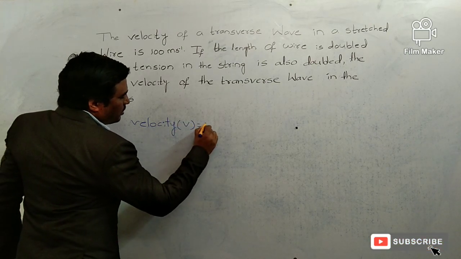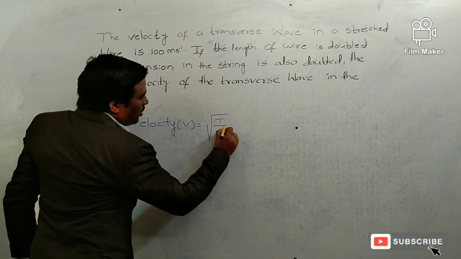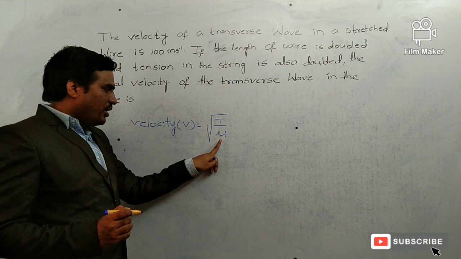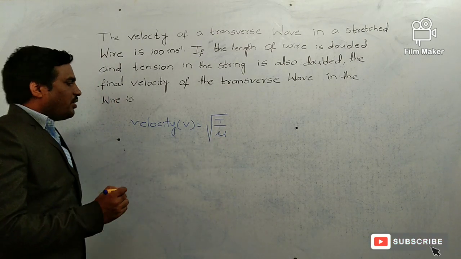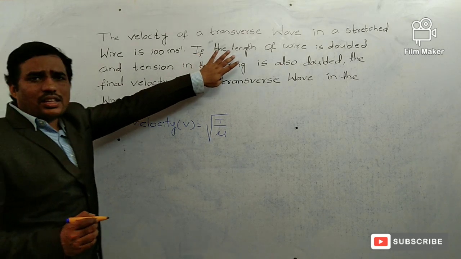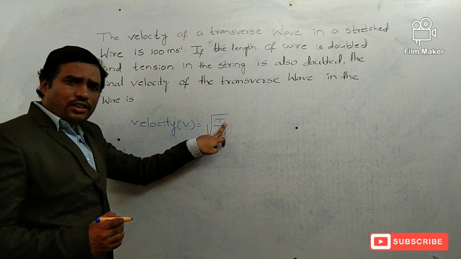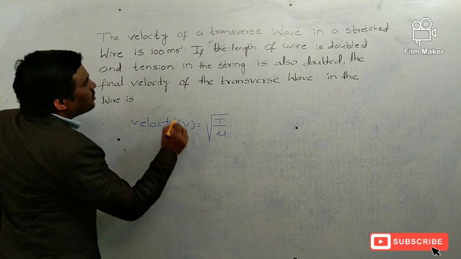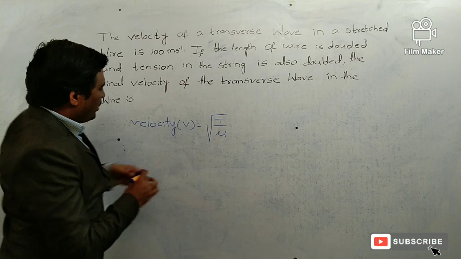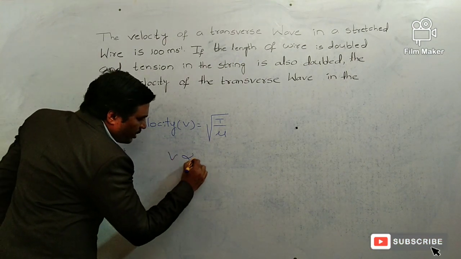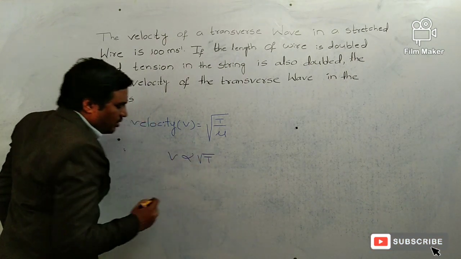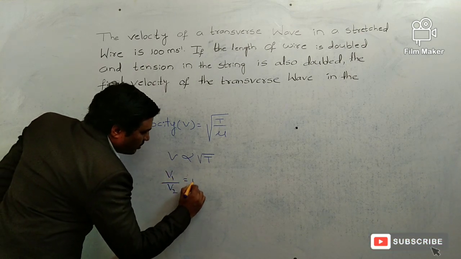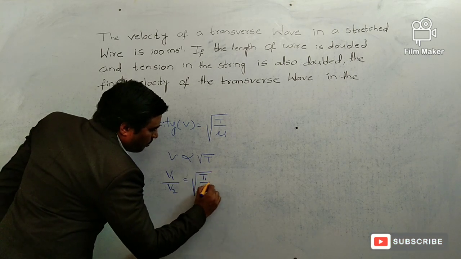V equals under root of T by mu, where T is the tensional force and mu is the linear density. So it does not depend on the length of the wire, it only depends on tensional force and linear density. So how does it depend on tensional force? The tensional force is doubled, so V is directly proportional to root T. So V1 by V2 equals under root of T1 by T2.